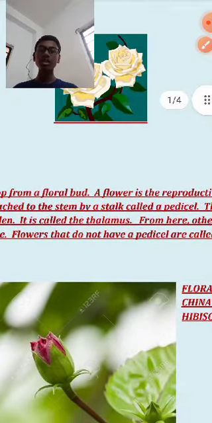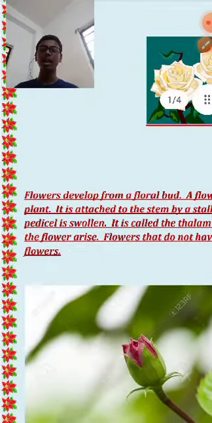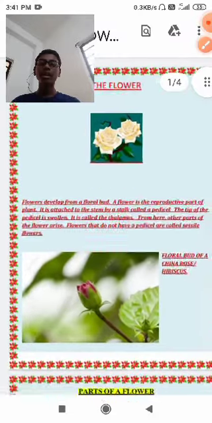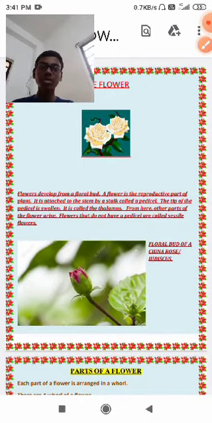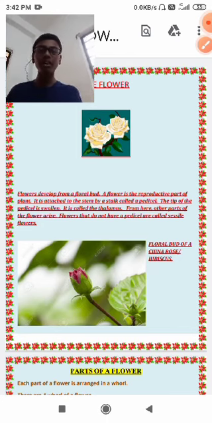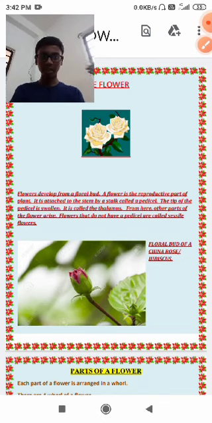Flowers that do not have a pedicel are called sessile flowers. Now one question may come to your mind: if a flower does not have the pedicel, how will it be attached to the plant? It is very simple. The flower is directly attached to the plant. In the case of sessile flowers, where the pedicel is absent, the flower is directly attached to the plant.